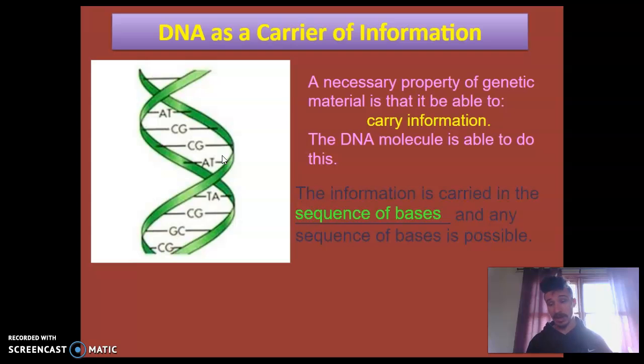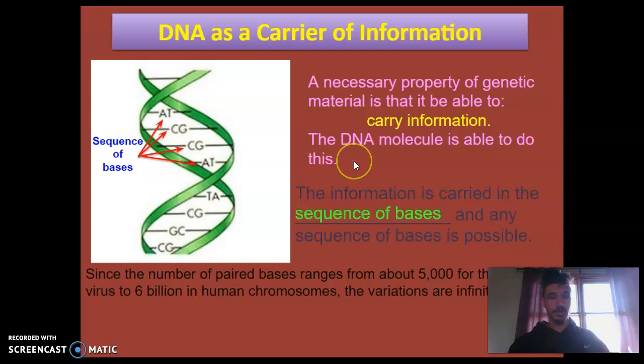If we reverse some letters or we put an A in or a C in, that's going to be a different gene. That's going to be a different sequence. That's going to be a different phenotype. Since the number of paired bases ranges from about 5,000 in the simplest virus to 6 billion in human chromosomes, variations in these base sequences are seemingly infinite.